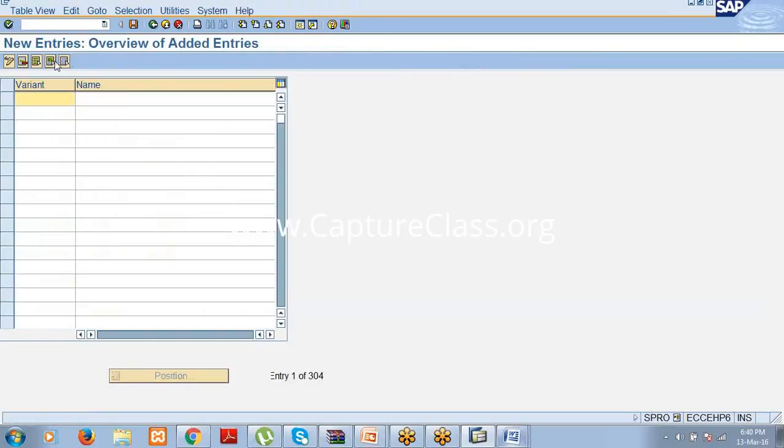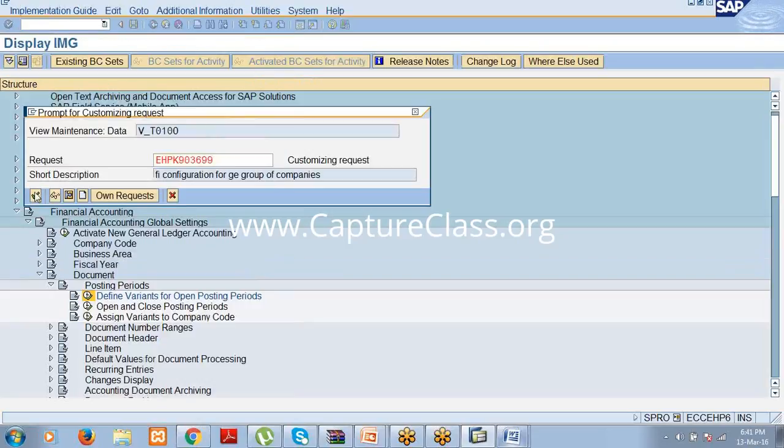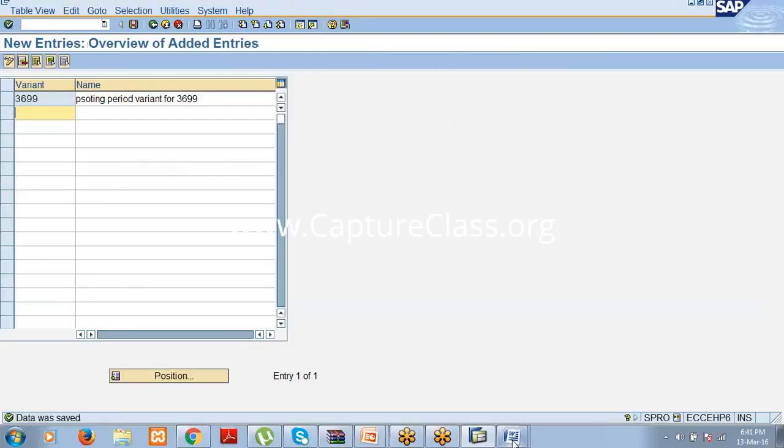Click on new entries. Variant is equal to 3699. Give some name for the variant. Name is equal to posting period variant for 3699. Click on save. Now see the next step.